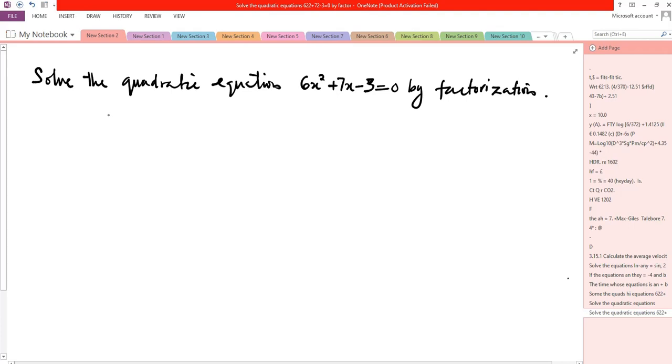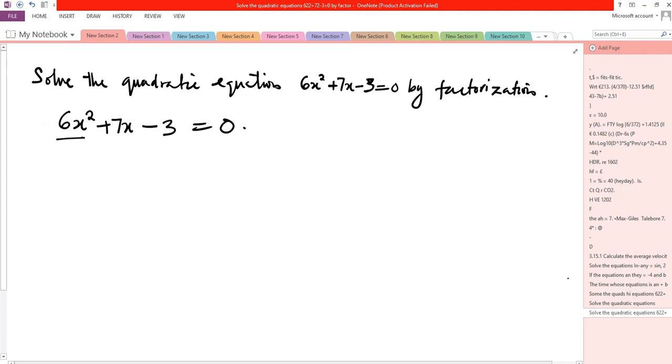Solve the quadratic equation 6x squared plus 7x minus 3 equal to 0 by factorization. So you say 6x squared plus 7x minus 3 equal to 0. Now to do this, first, a quadratic equation is an expression in which the highest power of the variable is 2.